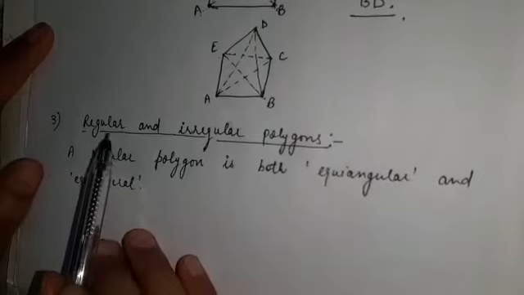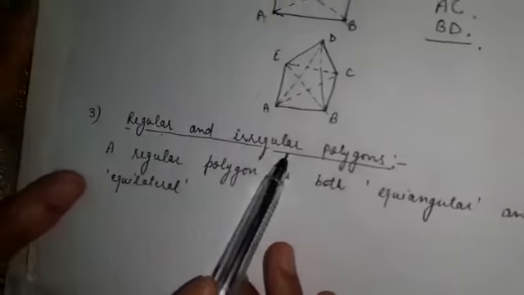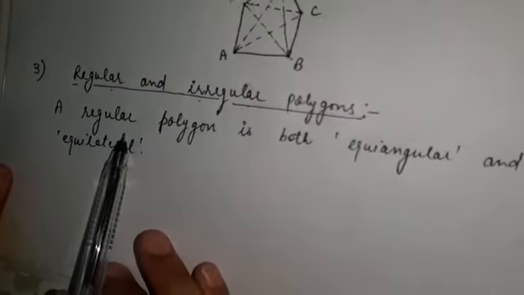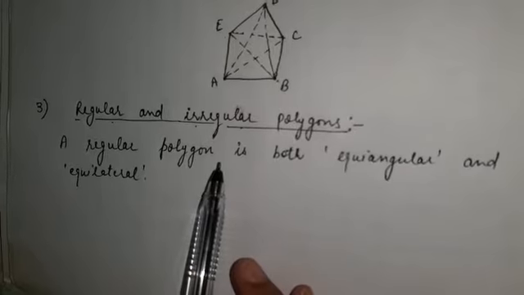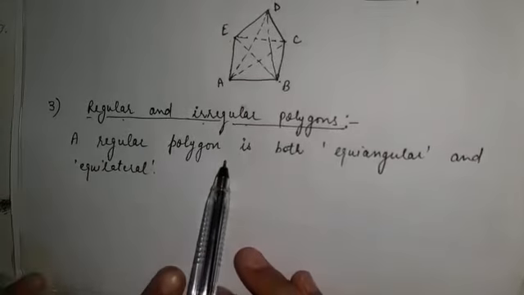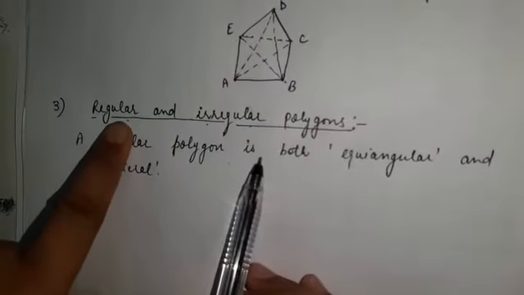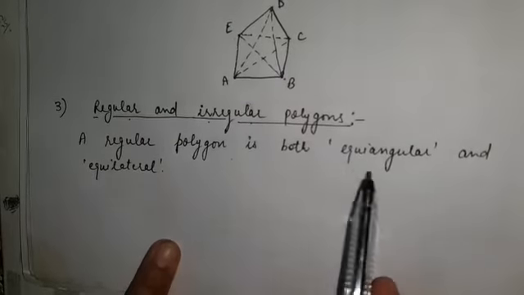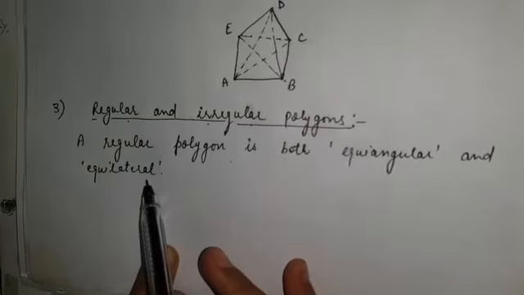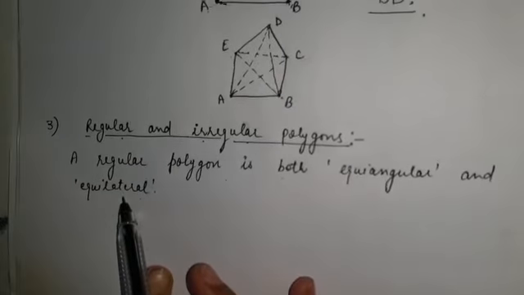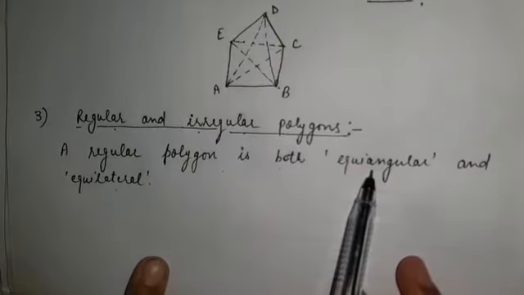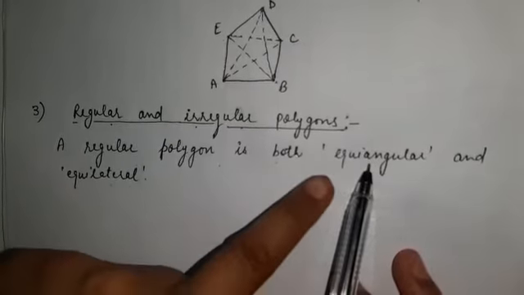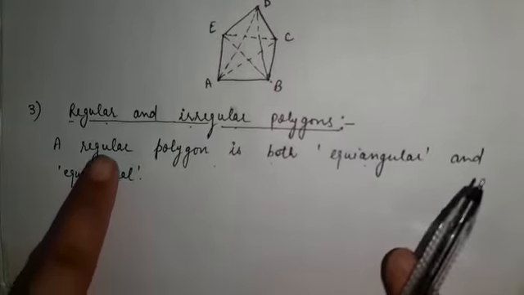Now next topic is regular and irregular polygons. Regular polygons means all the sides of that polygon will be equal. And one more thing, all the angles of that polygon will be equal. So in any regular figure, all the angles and all the sides are equal. Like a regular polygon is both equiangular and equilateral. Equilateral means a figure in which all the sides are equal, and equiangular means a figure in which all the angles are equal. But if any figure is equiangular and equilateral both, then it is called a regular figure.